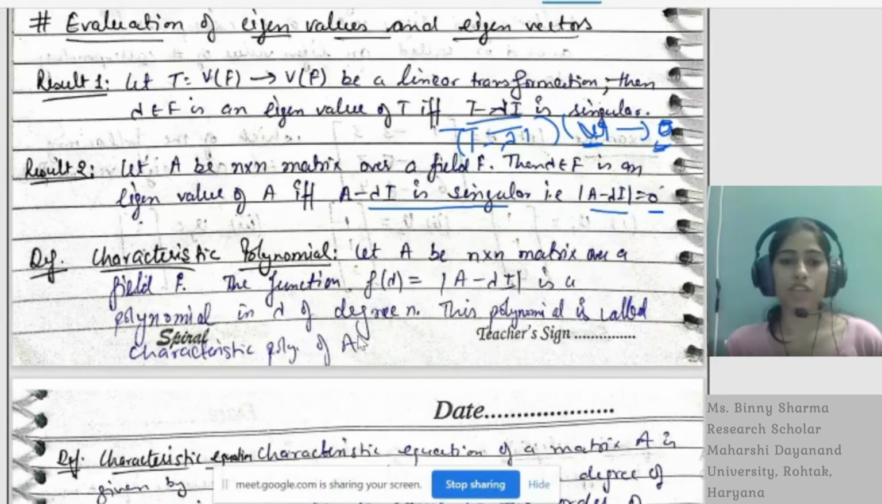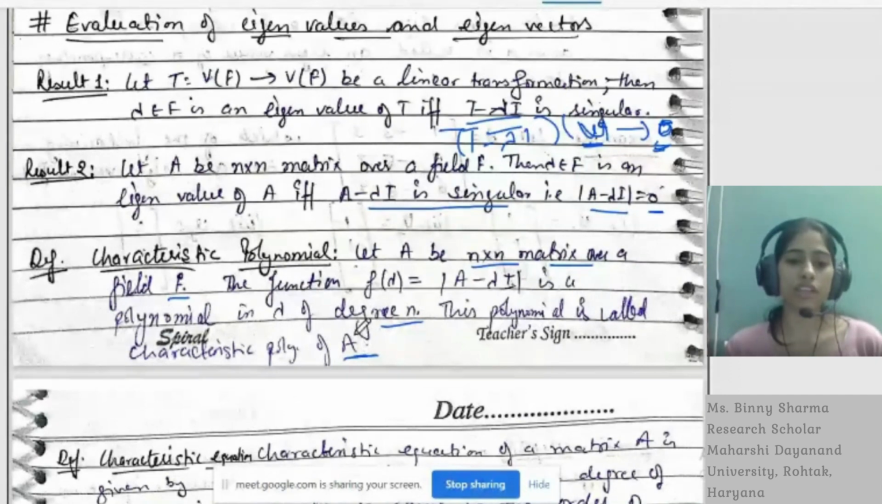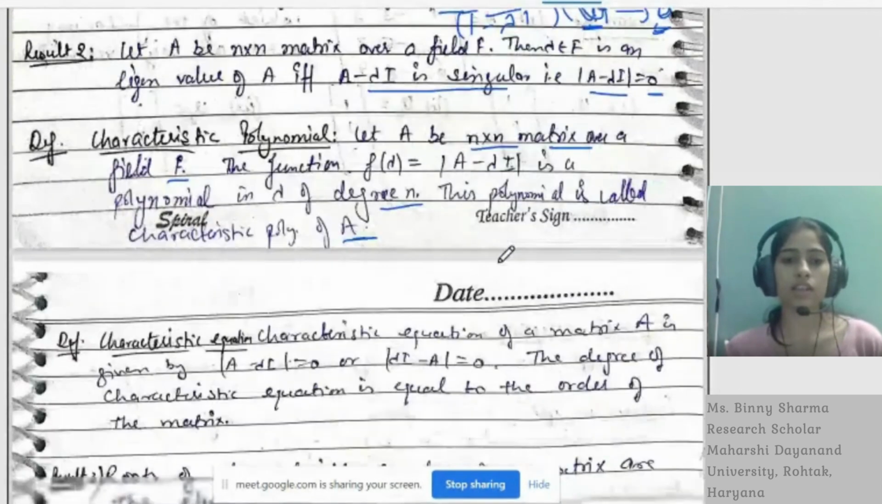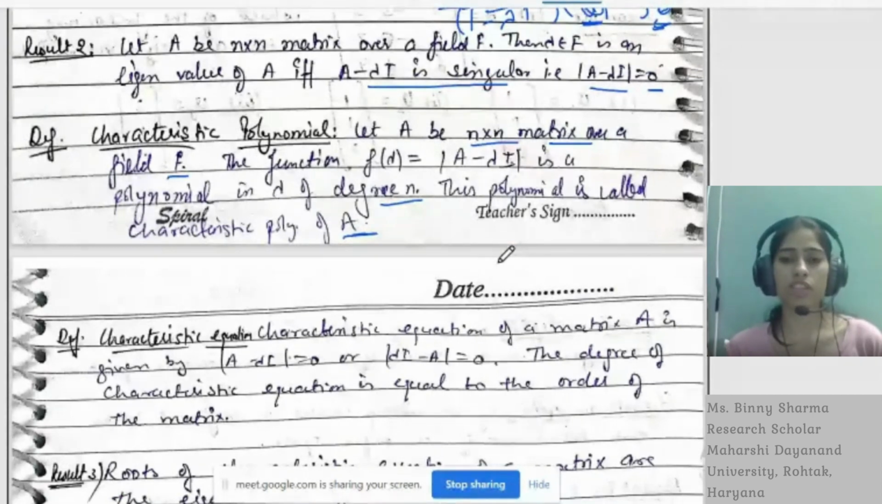Now the definition of the characteristic polynomial. Let A be an n cross n matrix over a field F. The function f of lambda, that is determinant of A minus lambda I, is a polynomial in lambda of degree n. This polynomial is called the characteristic polynomial. And if we want the characteristic equation, then we put this characteristic polynomial, this determinant, equal to 0.